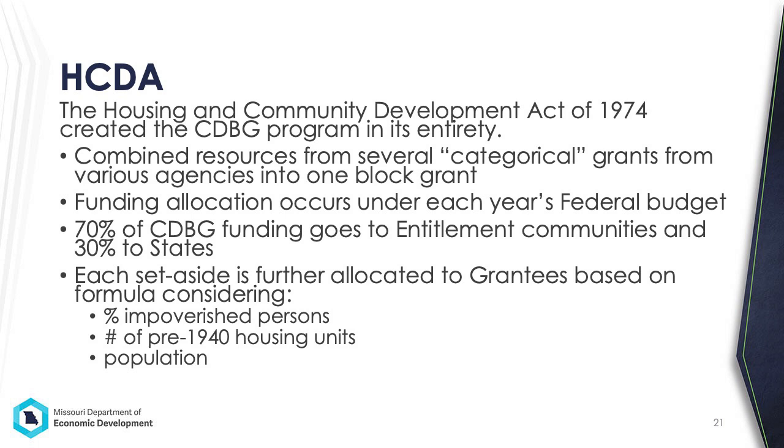The set-asides are then further allocated on a formula basis. The formula for the state set-aside considers the percentage of impoverished persons, the number of pre-1940 housing units, and the population. Missouri has received around $23 million per year in recent years, but that number is dependent on the total CDBG allocation in the federal budget.